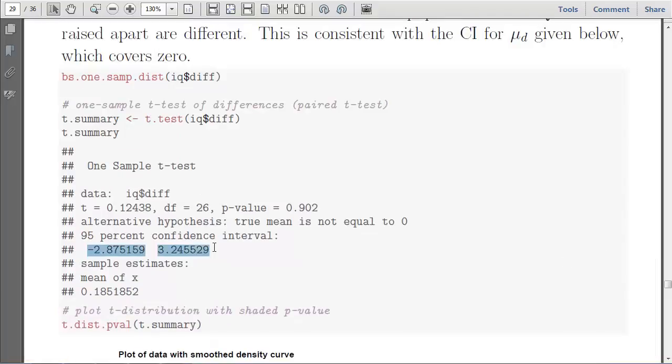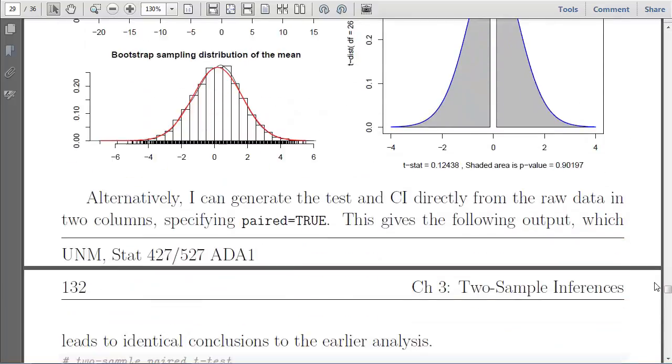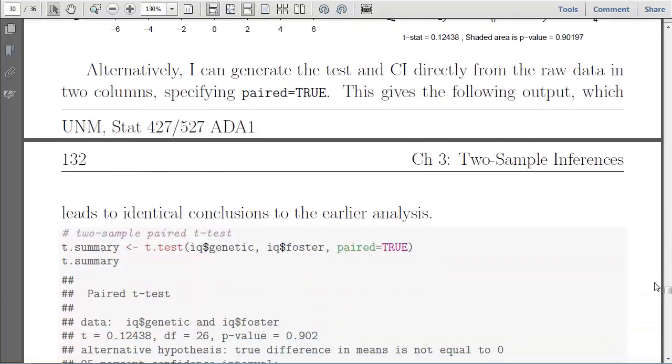A 95% confidence interval of the difference in the genetic versus foster IQs is basically between -3 and +3. So it looks like it doesn't matter whether you are raised by foster or your genetic parents.